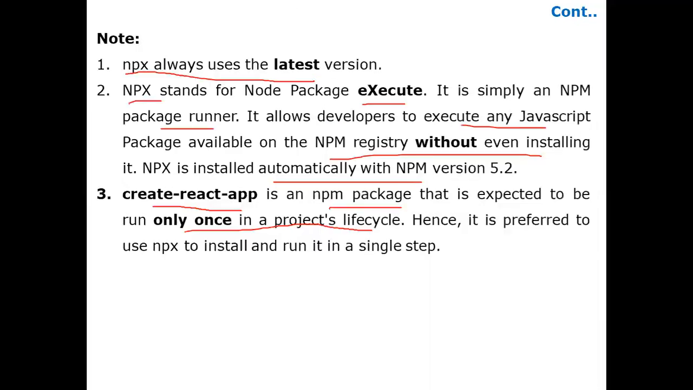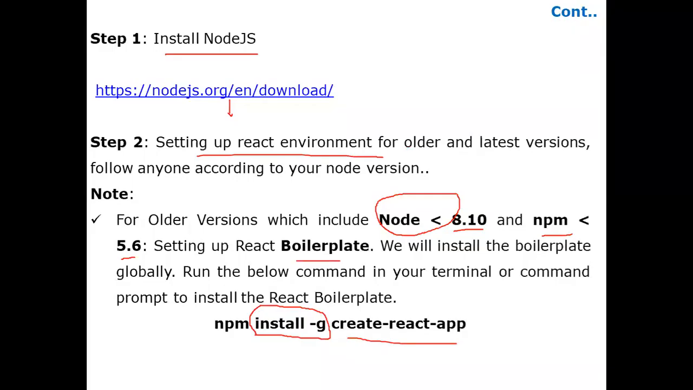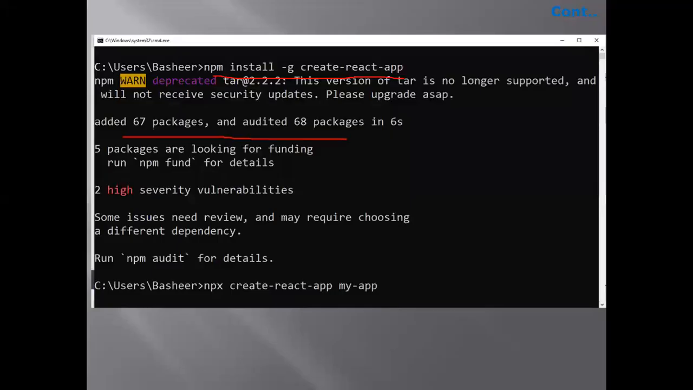This is how we can create it. Once you have done it, these are the two steps. What is the first step? We need Node.js. Second step is what? To set up the environment. To set up the environment, what is the first thing we have to do? Convert that older version to the newer version: npm space install hyphen g create hyphen react hyphen app.